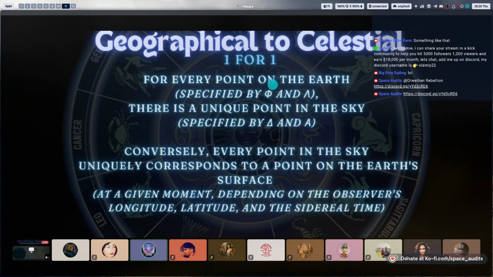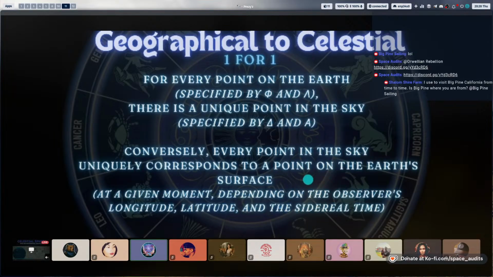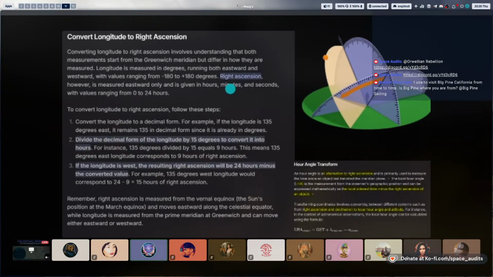When a star is at its zenith or transits over a person, then it has a specific position on the terrestrial sphere at that time. Said another way, if it's 1-for-1, for every point on the Earth, specified by whatever you want to make it, there is a unique point in the sky, right? So every point in the sky uniquely corresponds to a point on the Earth at a specific moment because of sidereal time. And that is at the heart of celestial navigation. So what they do now in modernity is convert your local altitude-azimuth observation of the stars into your right ascension and declination so that they can convert that to latitude, longitude.